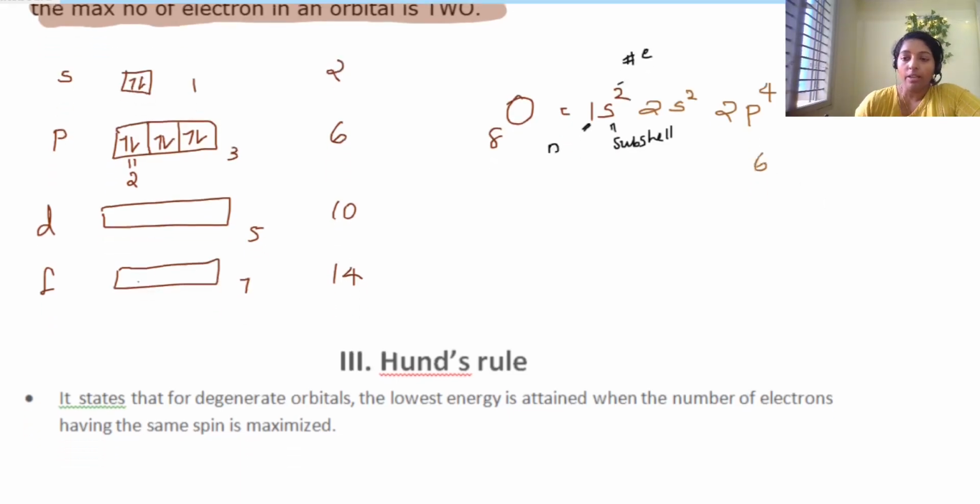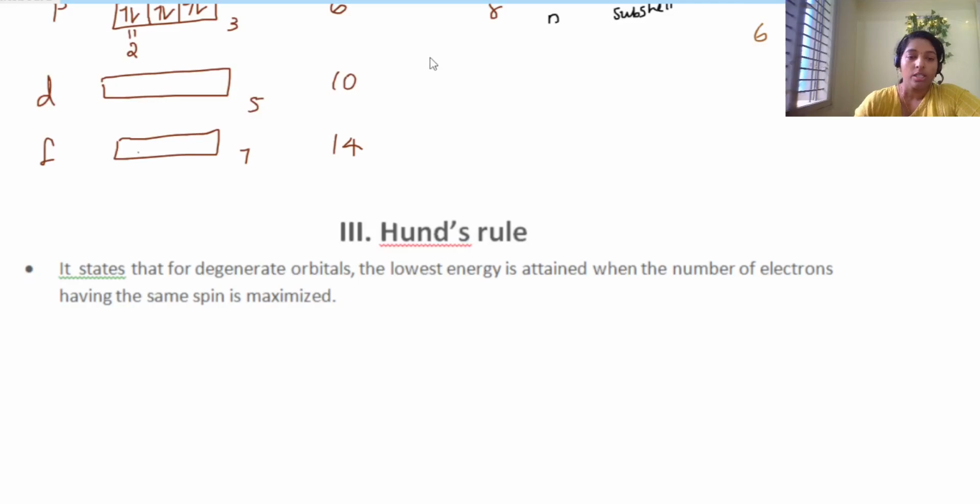Right. And actually, there is a third rule. This rule is also needed: Hund's rule. So what about Hund's rule? It says that for degenerate orbitals, the lowest energy is attained when the number of electrons having the same spin is maximized. Okay. What do you mean by degenerate orbital?